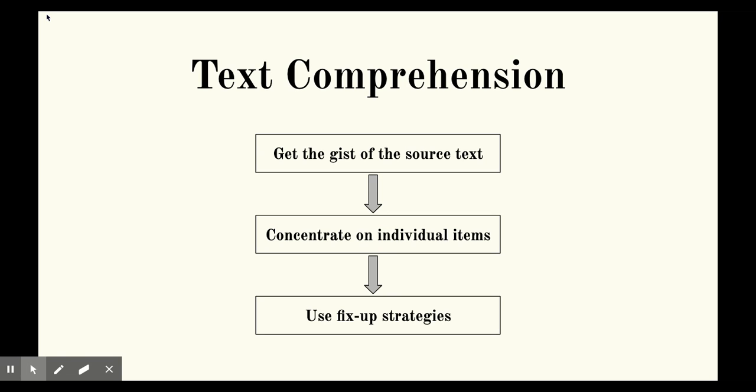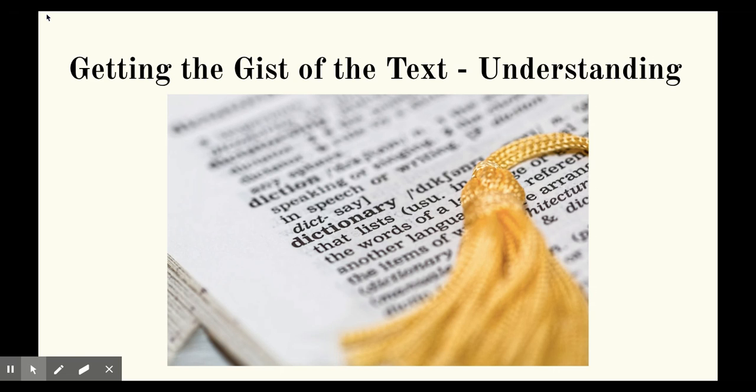First, you start off with getting the gist of the source text. Next, concentrating on individual items. And lastly, using fix-up strategies. Getting the gist of the text. Understanding the main ideas of the source text will enable us to have a comprehensive framework in which to process microelements. However, when trying to get the gist of the text, we may need to understand an individual item, term, expression, or sentence. Thus, the following strategies can be combined with those presented in the subsection headed Concentrating on Individual Items.